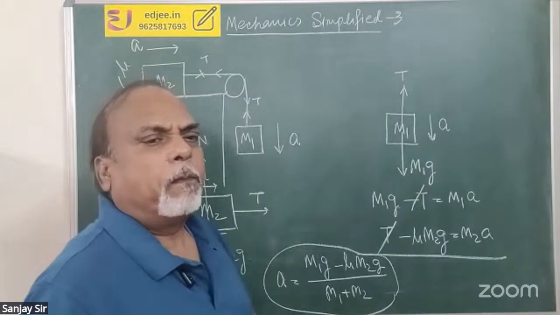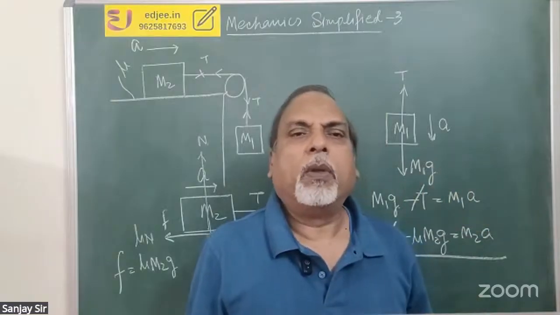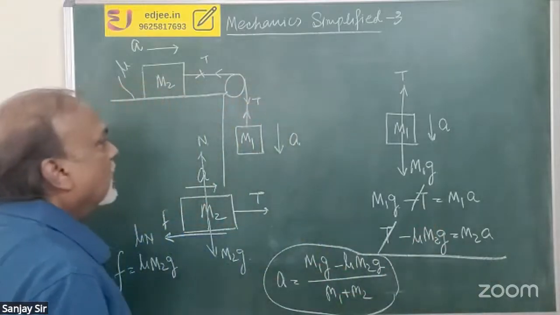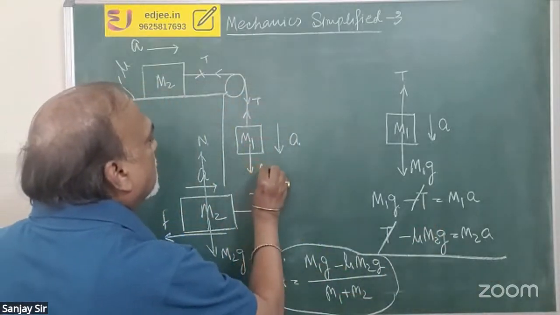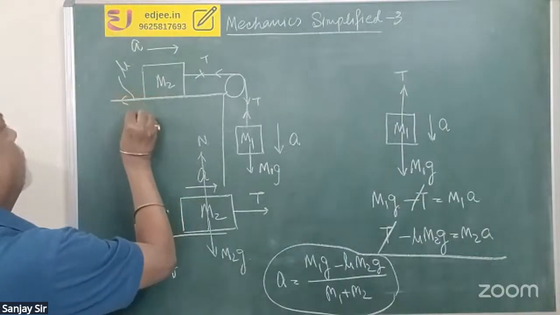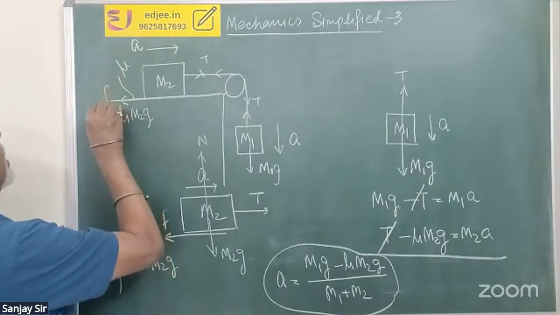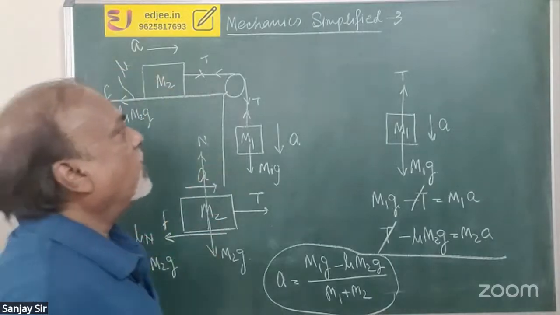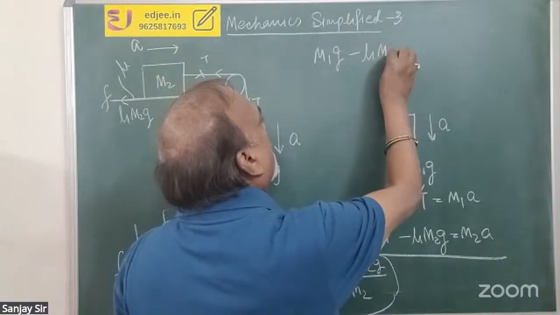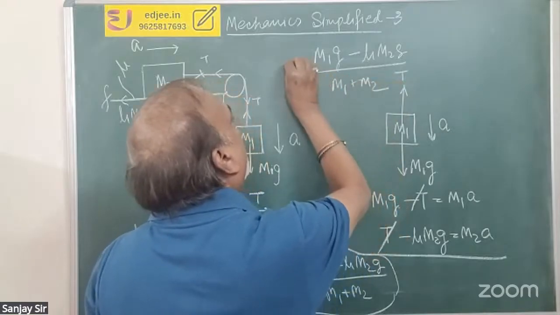In any case, if you want to find out the acceleration only, you do not have to do all these things. Just see what is the net force. This is the gravitational force, M1G, and this is the frictional force, mu M2G. So what is the net force? M1G minus mu M2G divided by M1 plus M2 will give you X.